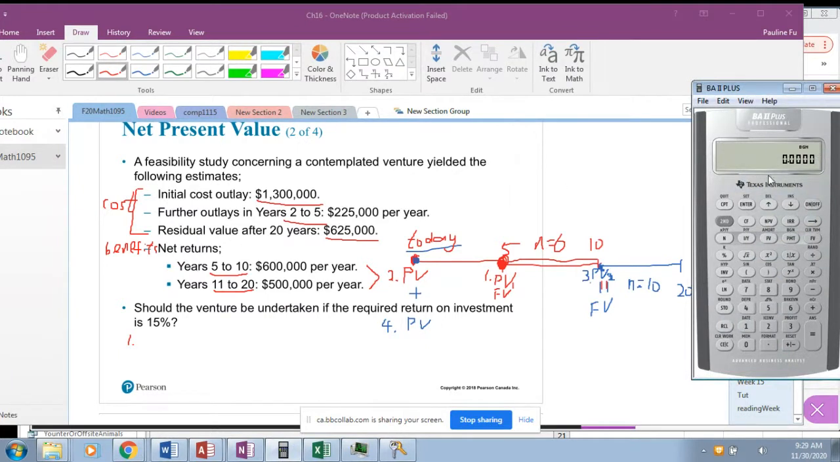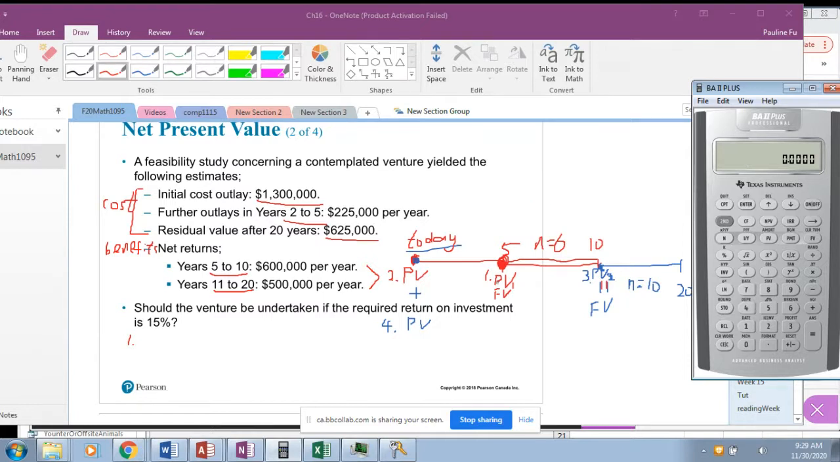So I'm going to set end mode. Second, quit. Right now, my calculator is in begin mode. I need end. So you do this: second, begin, second, set, second, quit. You have end mode. I repeat, to change from begin to end, you do second, begin, second, set, second, quit. Now it is end mode.